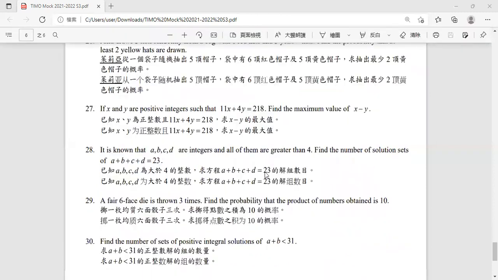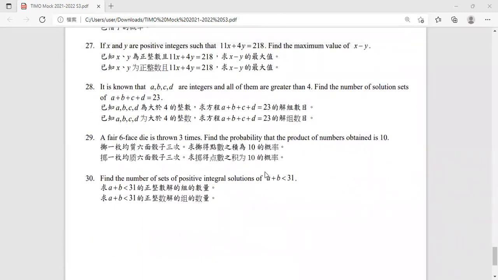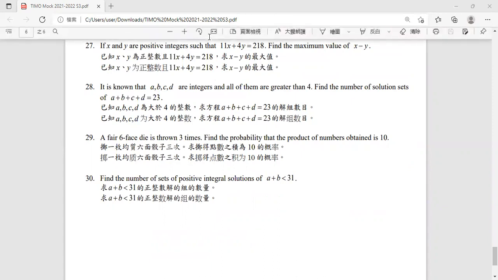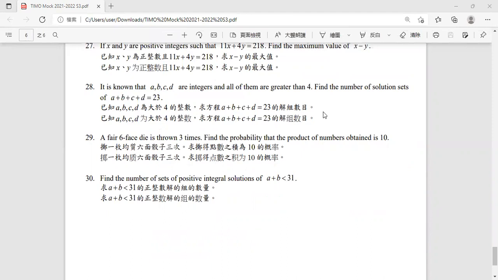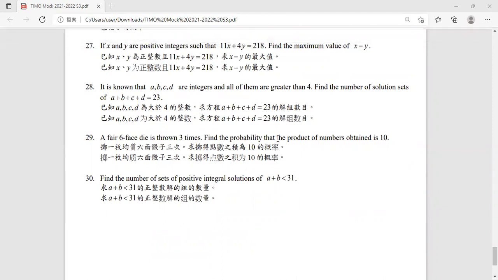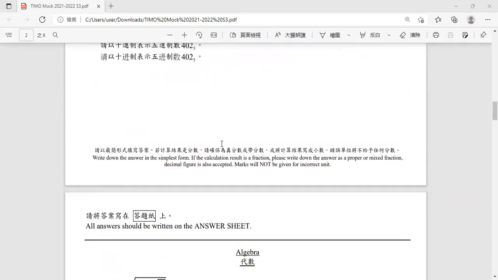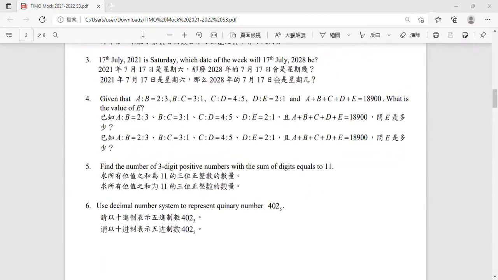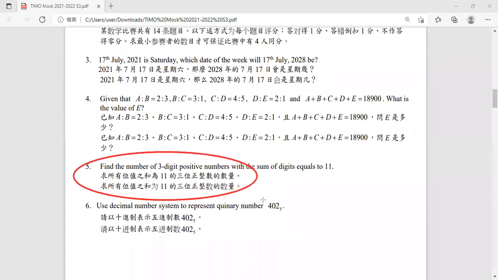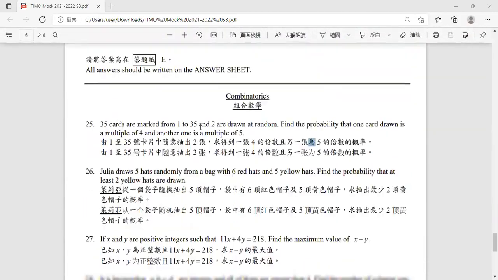Okay, next one, 28. Let A, B, C, D be integers, each greater than 4. Find the number of solution sets of A plus B plus C plus D equals 23. Actually, this question is the same as question 5. It's similar to this one, because you can just adjust the number.